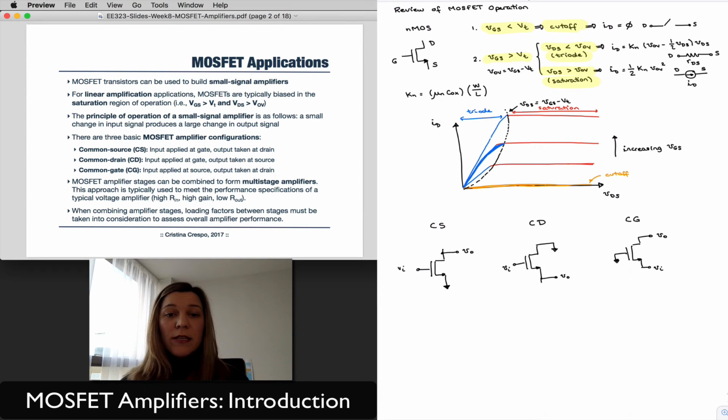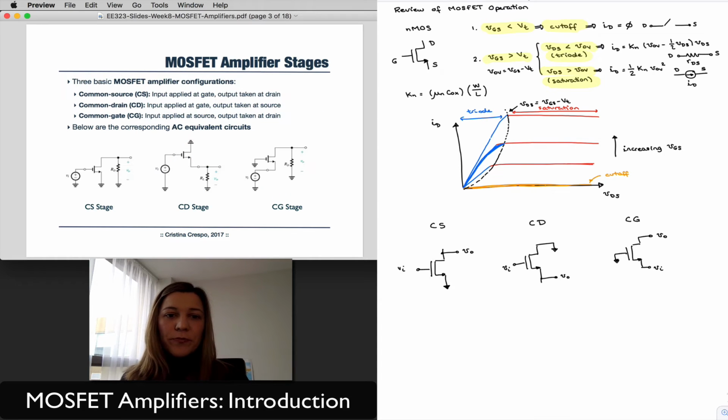Now, when we combine these in different stages, we need to account for the fact that there may be loading effects if the output resistance of one stage and the input resistance of the subsequent stage don't meet the corresponding relationships. There may be some loading effects, which we can account for just by calculating the corresponding loading factors and keeping them in mind for our calculations.